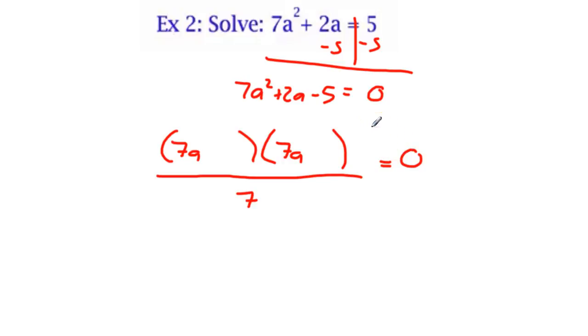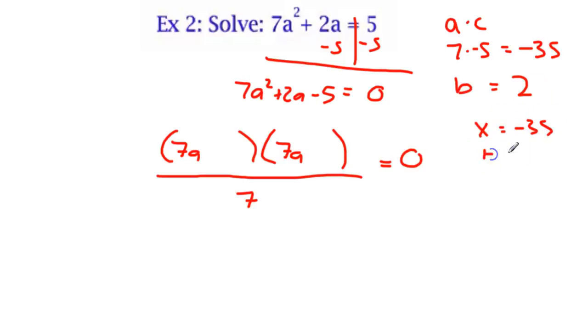Alright, so that's set up with the Australian method. And now I take the a term times the c term, right? The a times the c, that is 7 times negative 5, and that equals negative 35. Okay? Now I look at this 2a, right? The b equals 2. So what numbers multiply that equal negative 35, and when I add them equal 2?